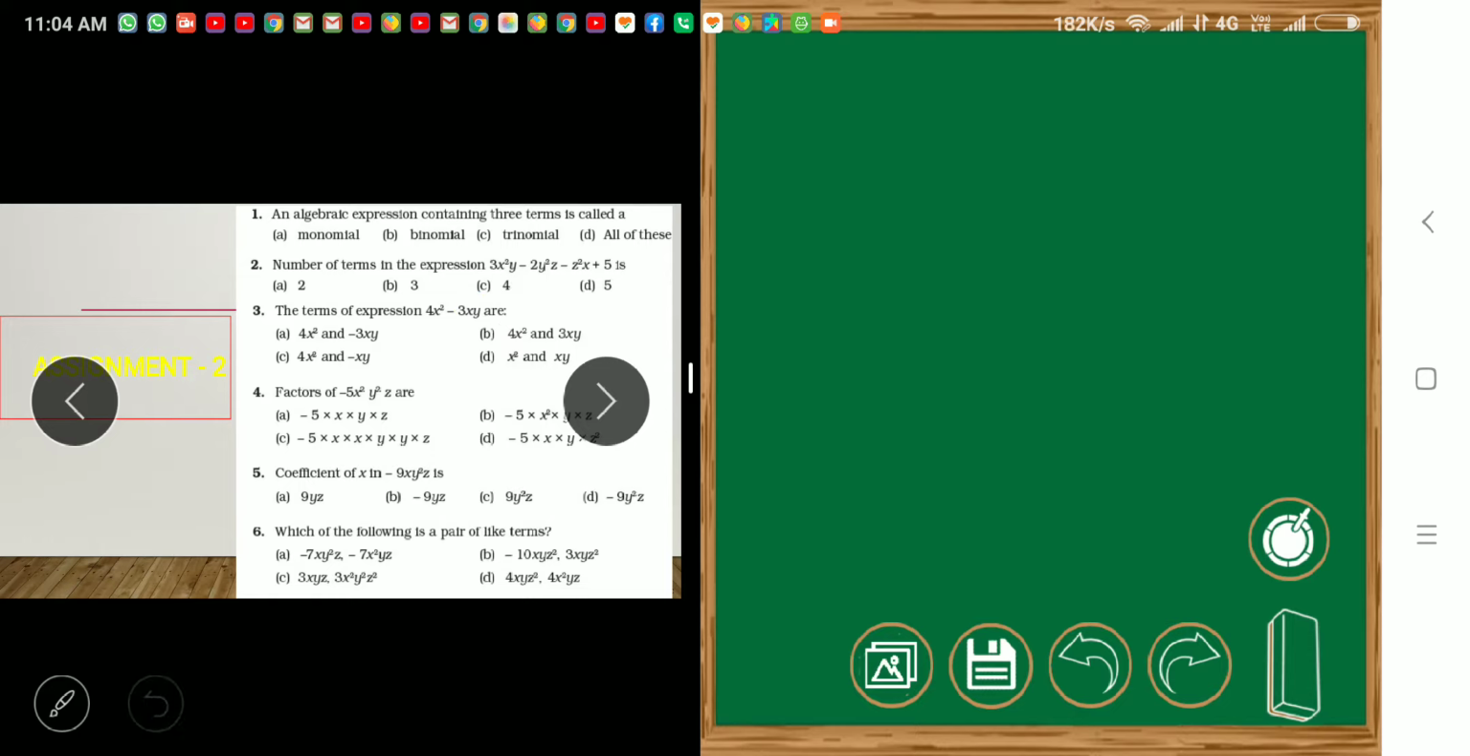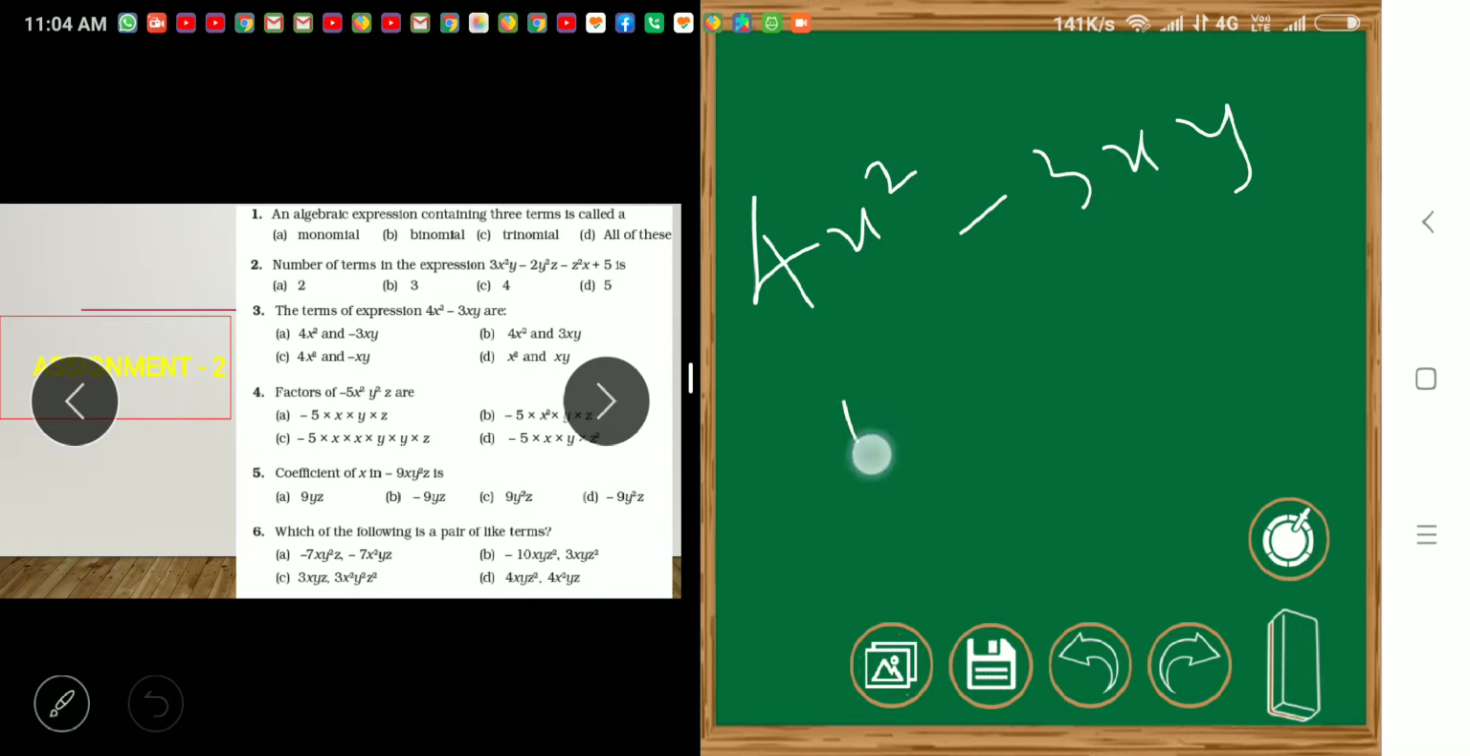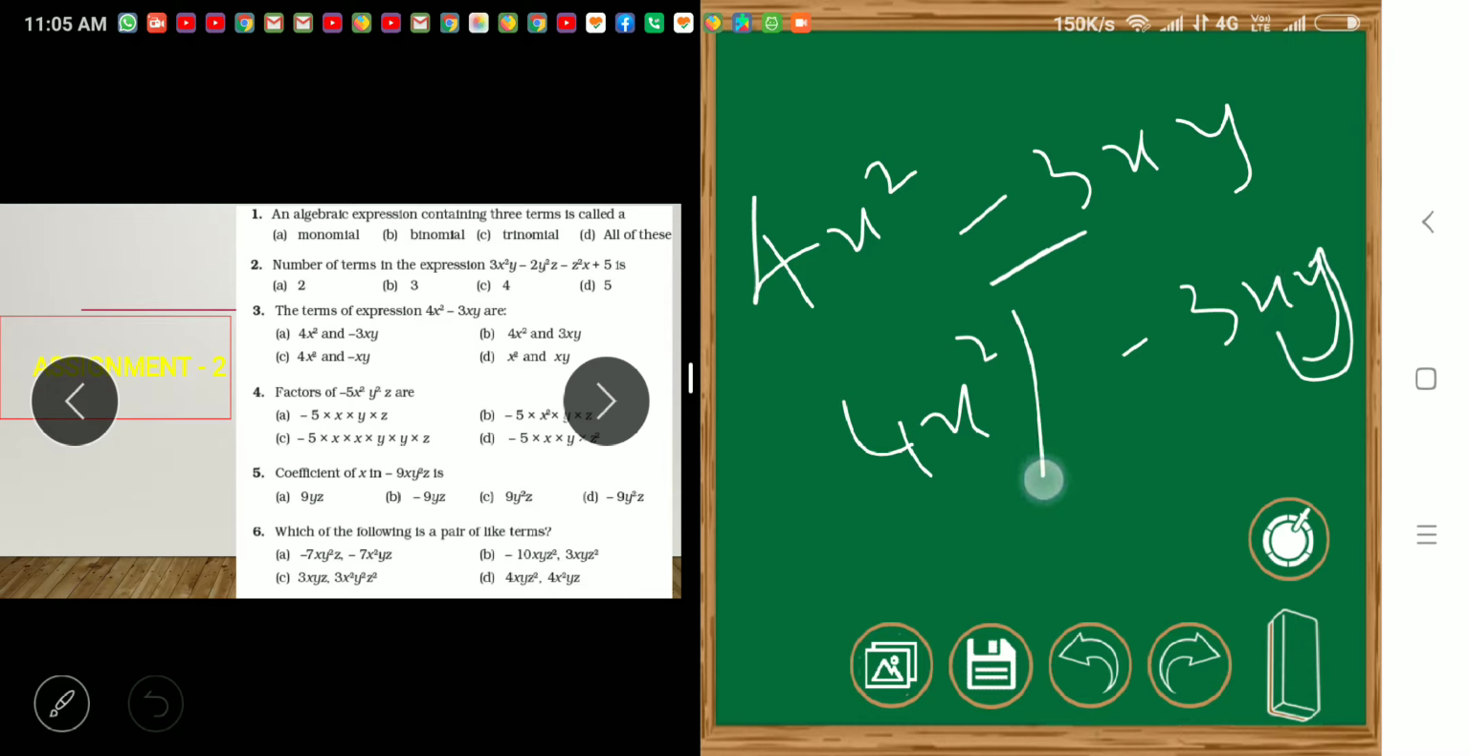Okay, the next one. The terms of the expression 4x square minus 3xy. Name the terms we have. 4x square and 3xy. So 4x square is one term and minus 3xy is the other. Always it is minus, don't forget to write the minus. So these are the two terms we have, so the first option is the correct one.